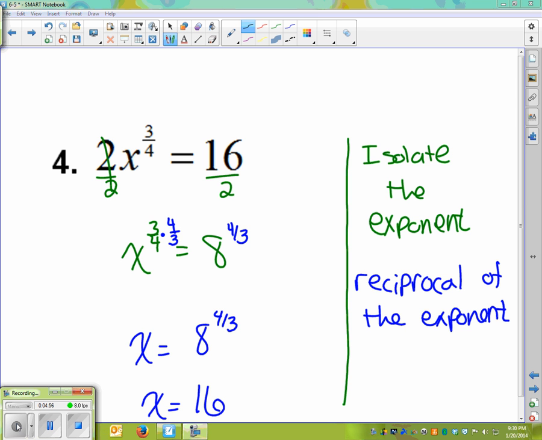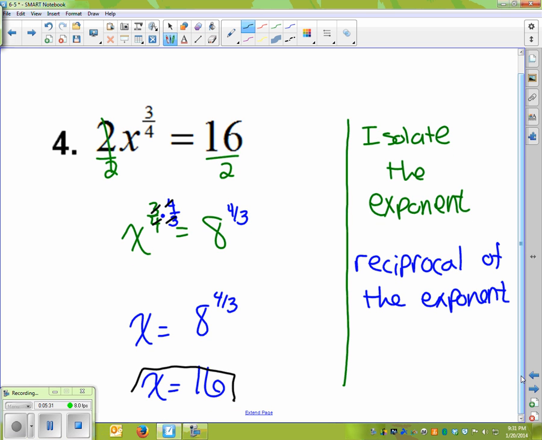This is what my problem looks like worked out. In the green, I isolated the exponent. And then in the blue, the power was 3/4, so I multiplied by the reciprocal, 4/3. The 4's canceled, the 3's canceled, taking care of the exponent. 8 to the 4/3, I type it in the calculator, it comes up with 16. As long as it's a whole number, you can just use your calculator. If it ever comes out as a decimal, then we need to rewrite it as a radical and simplify.